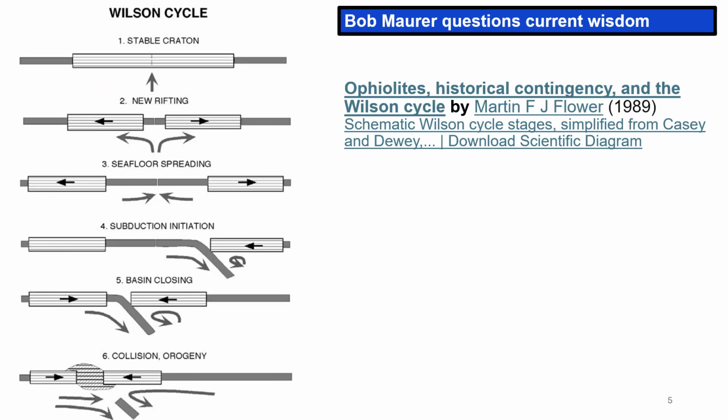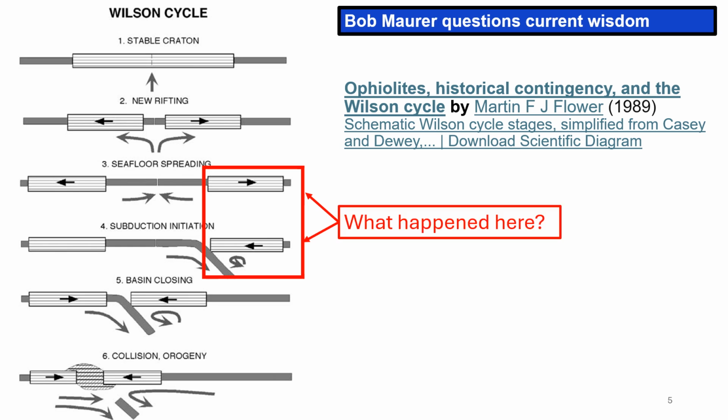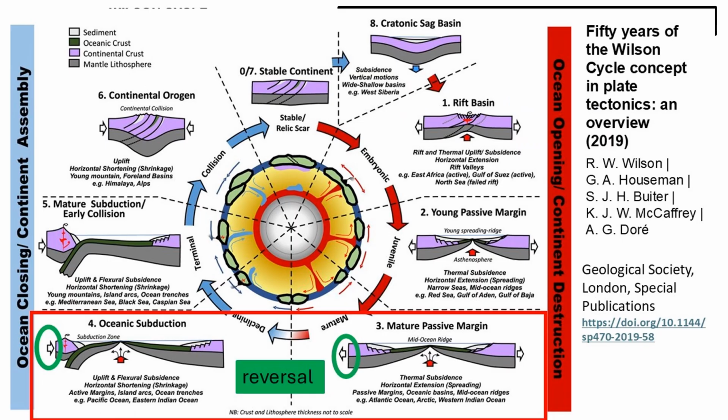Bob is actually quite scathing in his criticism of the Wilson cycle. If you can see that you have rifting and seafloor spreading, what's going on here in the cycle? Basically, the continent's moving in one direction, and then suddenly it's just reversed and it's going back the other way. There's no explanation for why the continent should be going in one direction at step 3 and in the opposite direction at step 4. And you might say this is from 1989, but I've just found this from 2019.